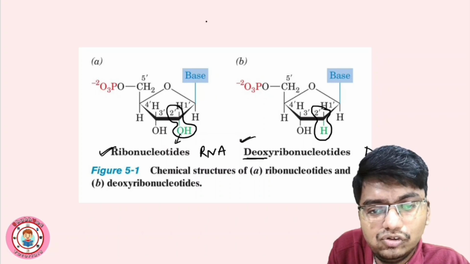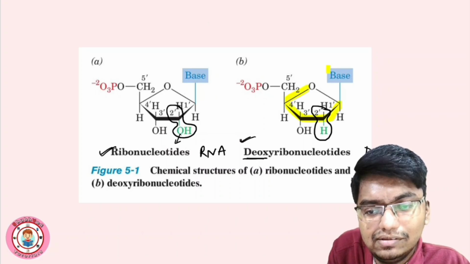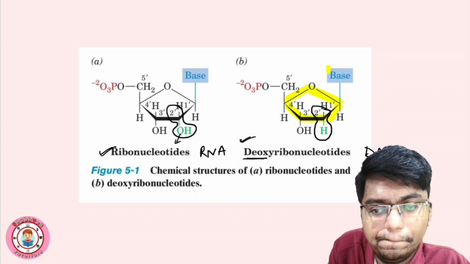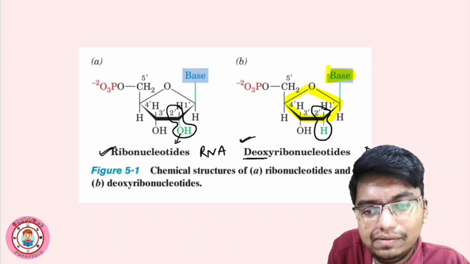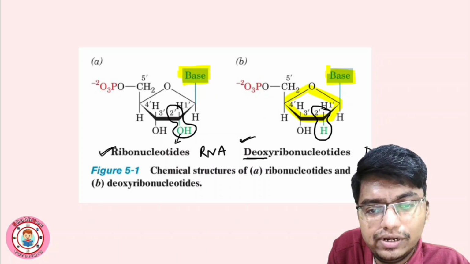So this is a sugar. The ring structure which you can see, this is a sugar, ribose sugar. And this is base. Base is basically nitrogen containing. Right, we will see it. And this is a phosphate group.